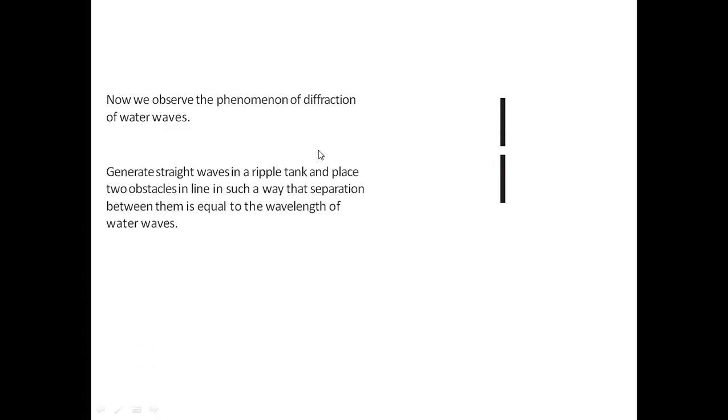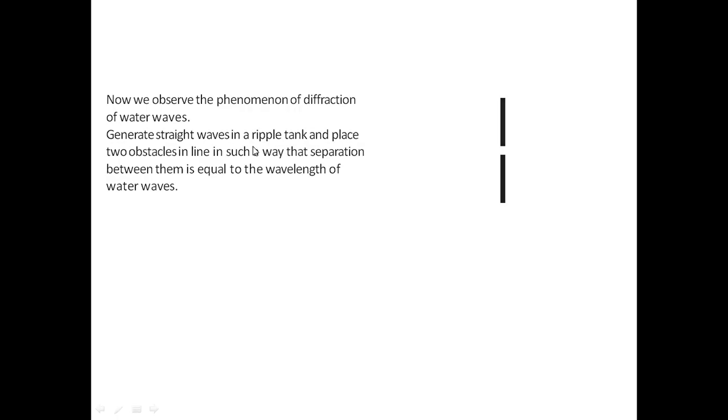Now we observe the phenomenon of diffraction of water. Let's say we generate a straight wave in a ripple tank and place two obstacles, one over here and one over here, in a line in such a way that the separation between them is equal to the wavelength of the wave. That means this separation is equal to the wavelength. Now let's say this is the wave we are talking about and it's moving right at this point. So what will happen now?